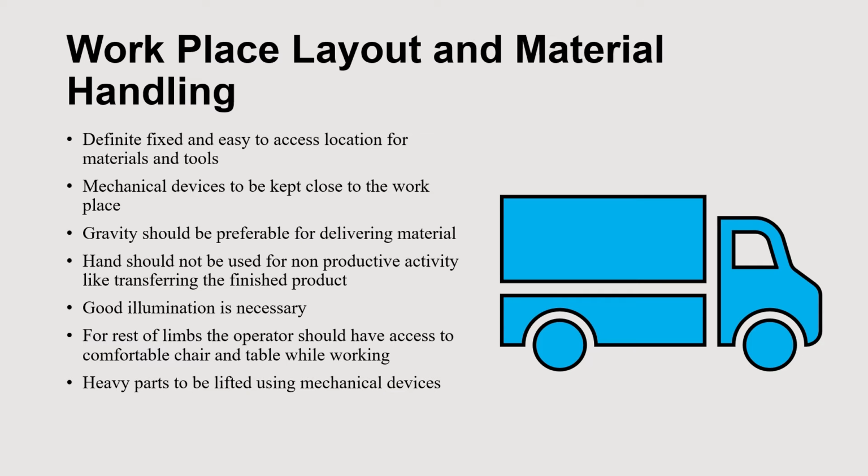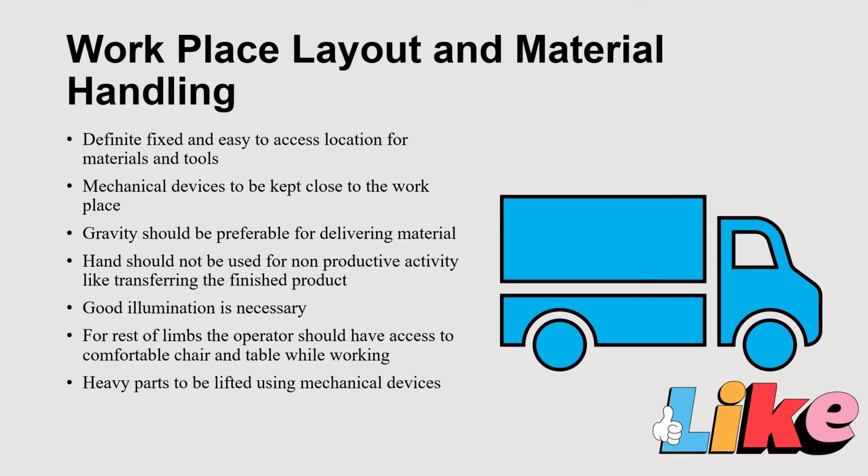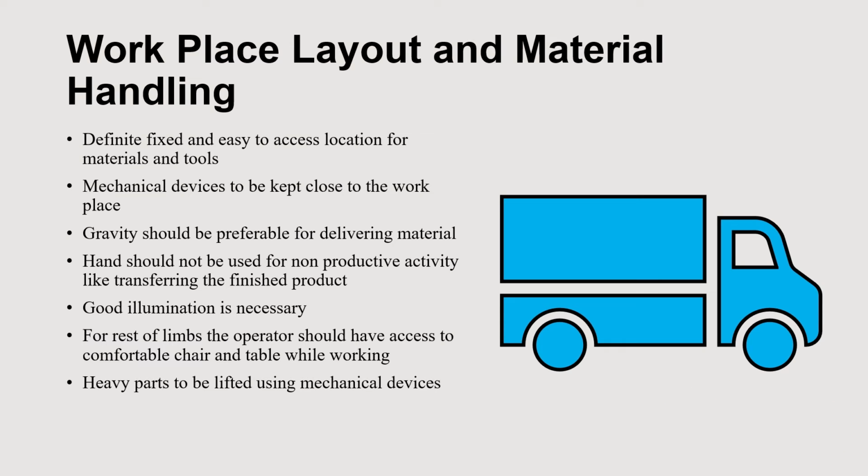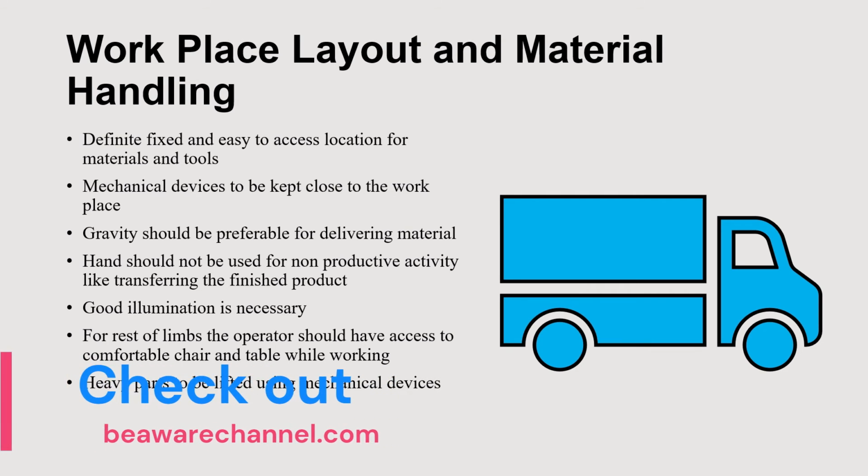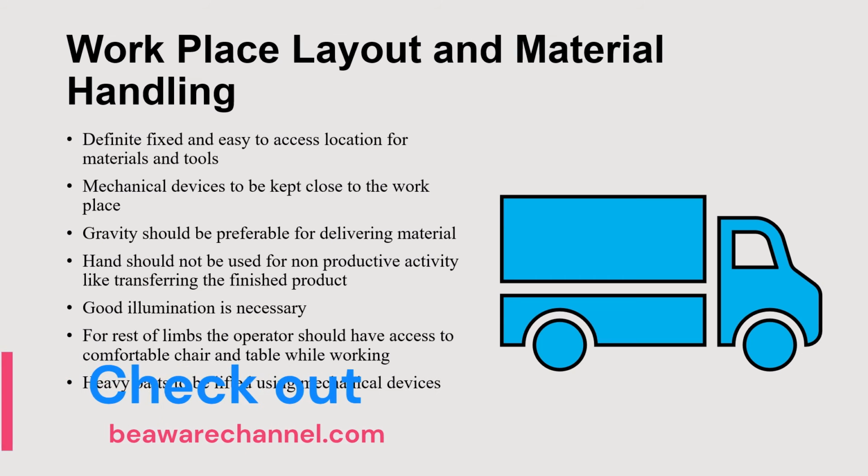We are using the force of gravity to deliver to the operator, such that we will make a floor and then transfer heavy materials from the top to bottom, and hands should not be used for non-productive activity like transferring the finished product. So if you have seen in a factory, we always have a conveyorized system, or other MHEs, or different things which are used to transfer the finished product or goods from one station to another station or to the warehousing.